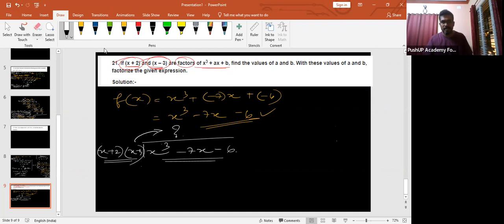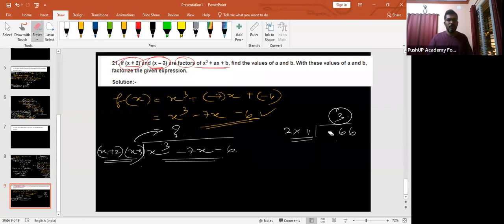Suppose I was taking the same number 66. Here I am writing 2 into 11. What should be the quotient here? 3. Because I know 2 into 11 is 22. 22 into 3 will give me 66. Right. So that logic I am going to apply here.